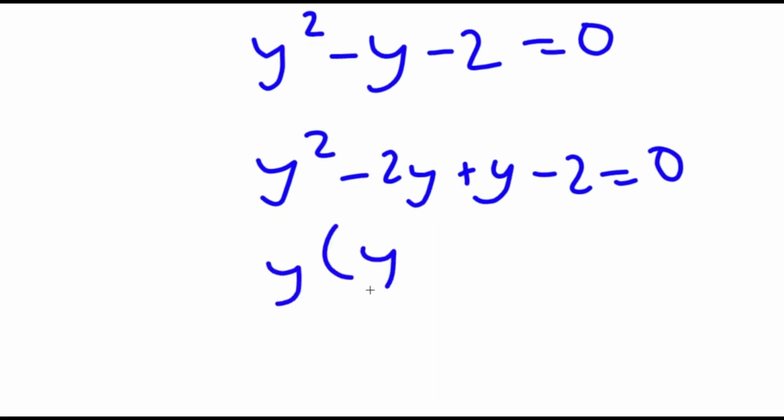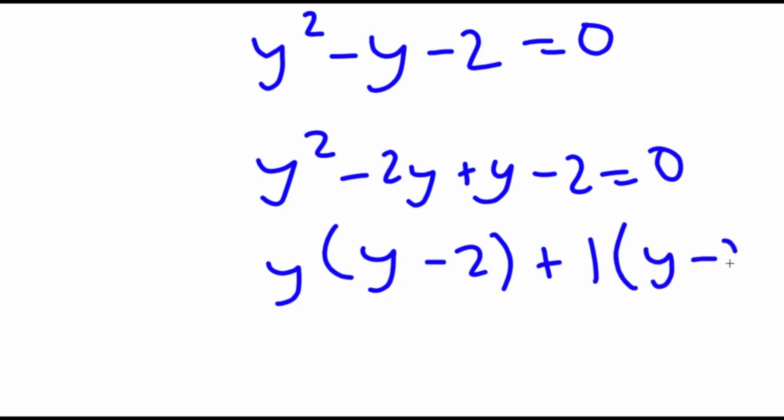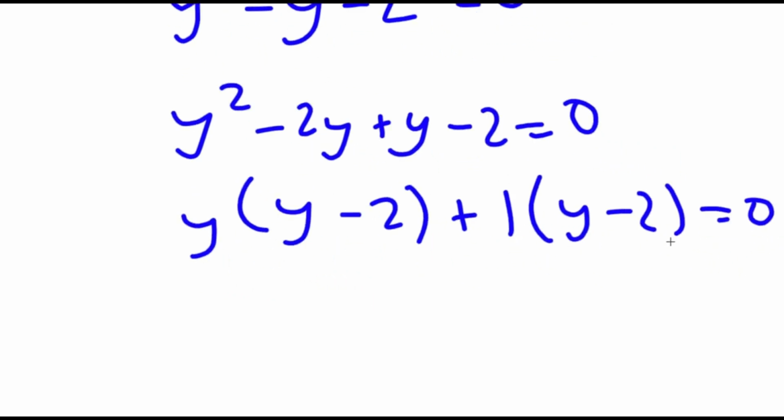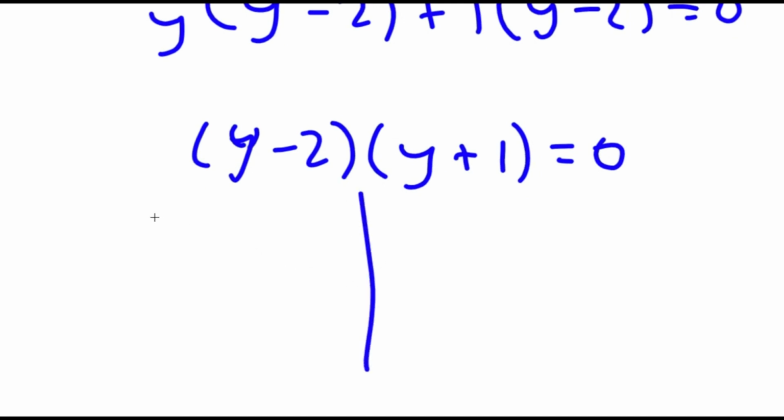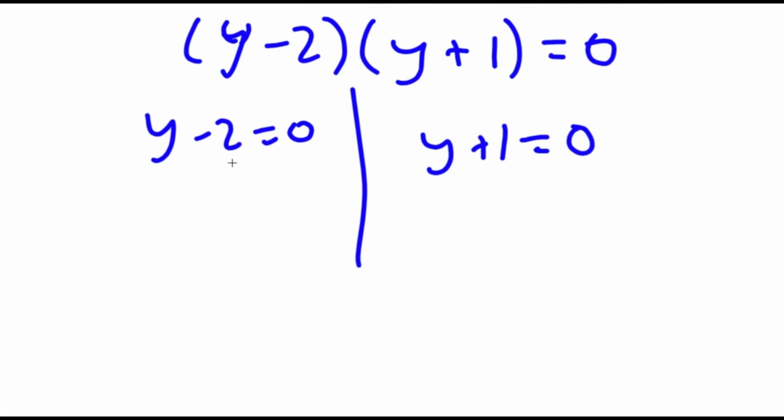Now I'm going to factor by grouping, so I have y times y minus 2 plus 1 times y minus 2 is equal to 0. So now if I factor out y minus 2, I get y minus 2 times y plus 1 is equal to 0. So this gives me two equations. y minus 2 is equal to 0 and y plus 1 is equal to 0. For y minus 2 equals 0, y equals 2, and for y plus 1 equals 0, y equals negative 1.